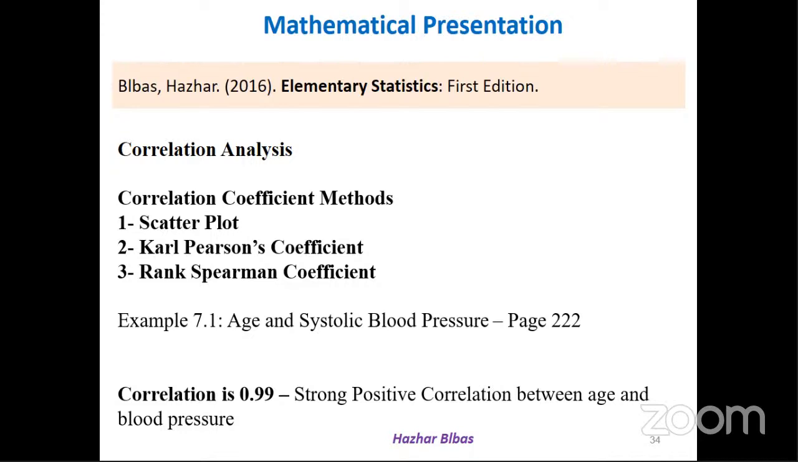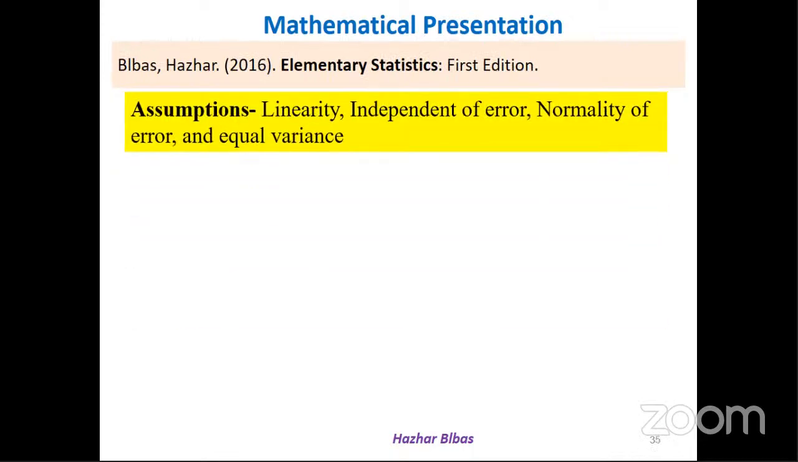Okay. For info, the correlation would be between -1 and +1. This is the range for the correlation. Once you know there is a correlation, even a weak correlation, you can do the regression, but you have to follow these assumptions: linearity, independence of the error, normality, and equal variance.